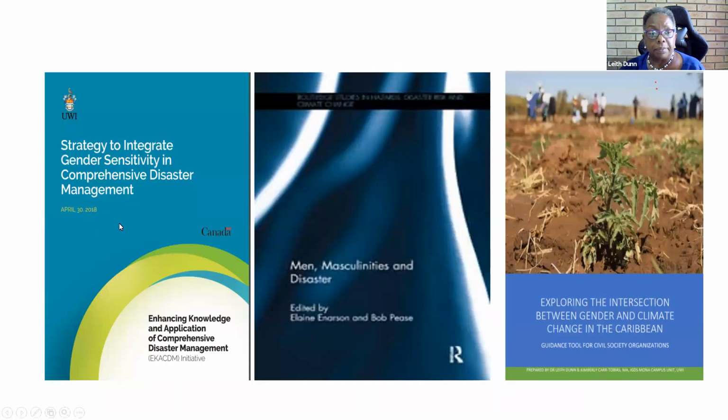Next, we have the example of a project we worked on with other departments of the university, the Disaster Risk Reduction Center and the Institute for Sustainable Development. This was a Canadian-funded project, the EKACDM initiative, enhancing knowledge and application of comprehensive disaster management, which again recognizes the multifaceted vulnerabilities. You're looking at building that knowledge to be able to prevent, as well as to protect and to recover from disasters. That was also very helpful, because it meant working with some of the very students we had trained and other partners to do that.